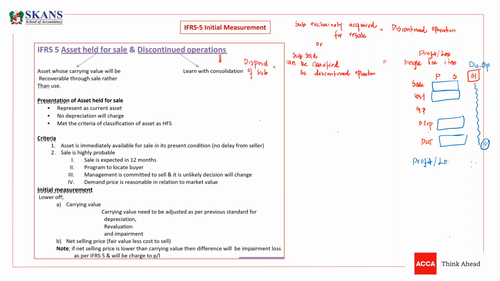So you must be aware, profit or loss from discontinued operation. That is how to present a subsidiary which has been classified as discontinued operation. Profit or loss from discontinued operation. So this is important, guys. Is that okay? Please do let me know.